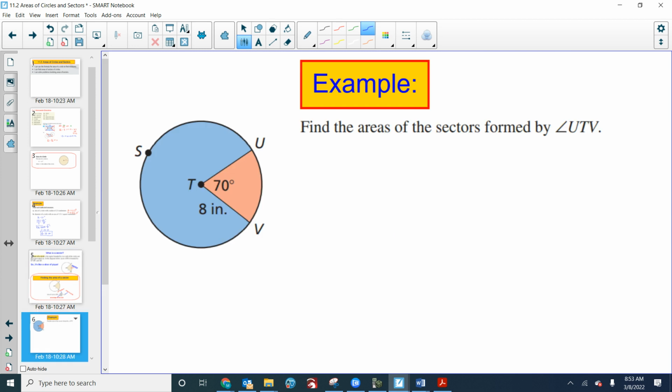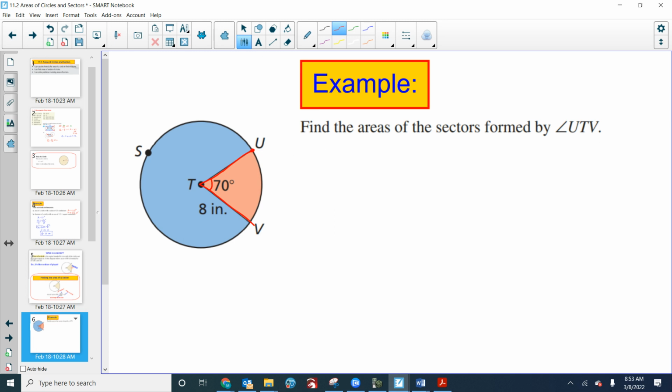All right, now here's how this book is a little different than the old books. I'm going to make sure I emphasize this. I don't love the way they ask it, but it is pretty obvious once you find out what they're asking you to do. Find the areas of the sectors formed by angle UTV. Okay, so they shaded 2 parts. This is the part I don't love. But what angle is angle UTV? Oh, it's that reddish salmon. I guess that's a salmon, isn't it? Salmon color. It's that portion of the circle.